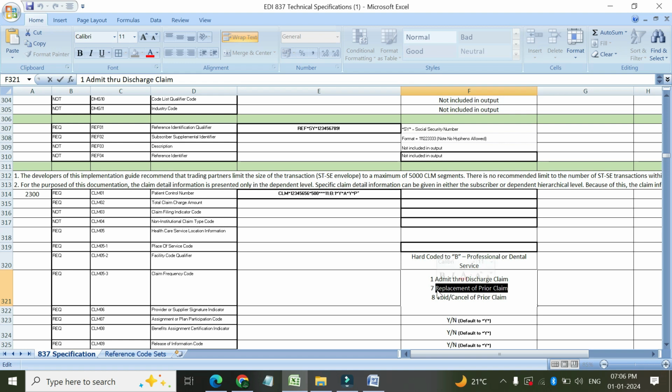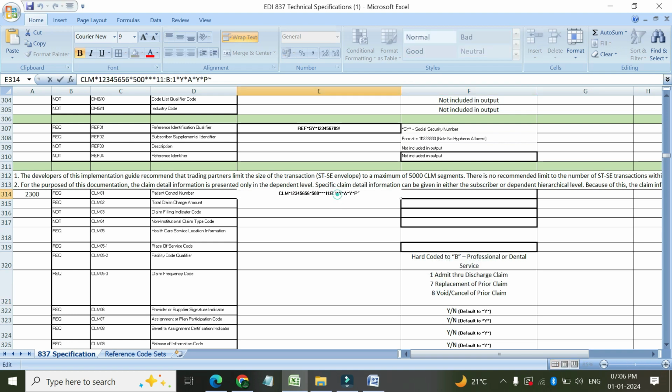Suppose you already got paid for that claim, and then you think, hey, one service line is entered in mistake, or some information is entered in mistake, and you want to send a replacement of that claim. So you need to send value 7 here. So the payer understands, okay, this is a replacement of the prior claim, and then whatever adjustments are supposed to be made, they adjudicate it in that way.